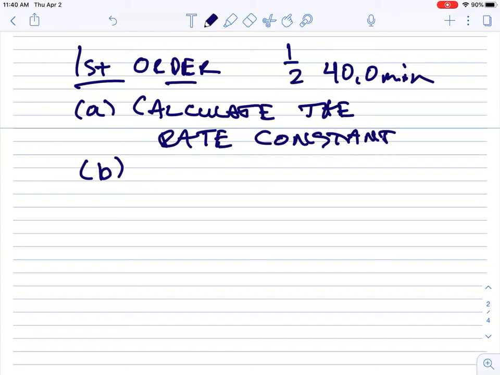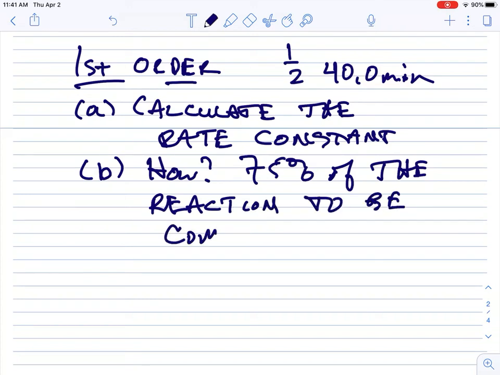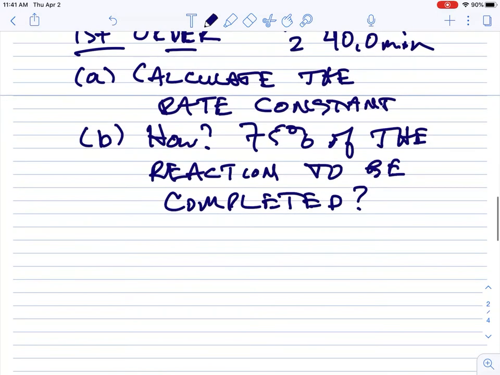And then I also want to determine how long it's going to take for 75% of the reaction to be completed. Okay? So, the first part's going to be pretty easy.